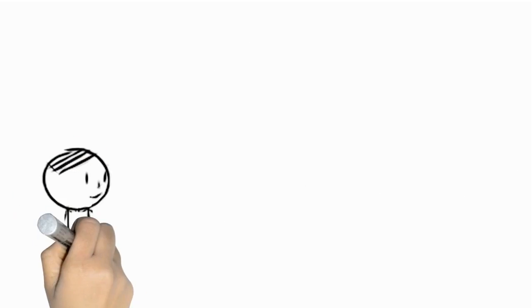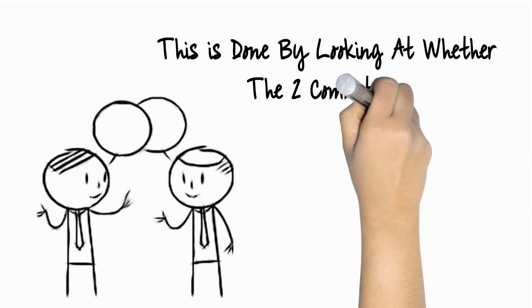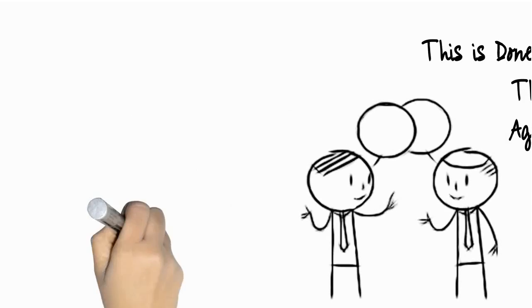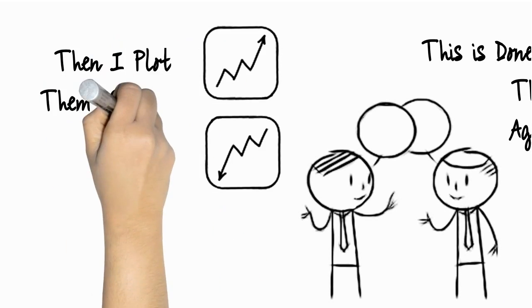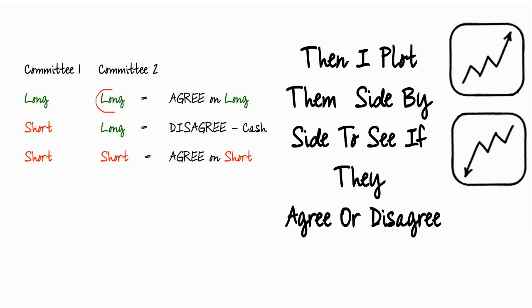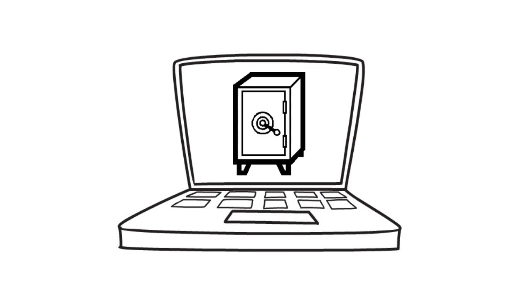Now I have to bring the two committees' decisions to a market position. This is done by looking at whether the two committees agree or disagree. This is my decision matrix and how the two opinions roll up first to a consensus. Then I plot them side by side to see if they agree or disagree. If they both agreed on a green long decision, I take that long position in an index-based mutual fund, in this case, the NASDAQ 100. If the two committees are in disagreement, then I take a cash position. Historically, we are in cash about 20% of the time.